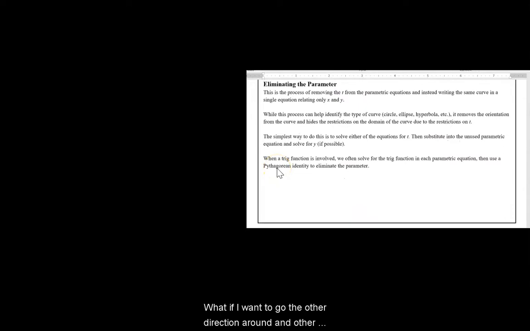What if I want to go the other direction around? In other words, I have the equation in parametric form, but I want to get it back into rectangular form, where the only variables involved are x and y. This is the process called eliminating the parameter, where you remove the t from the parametric equations and result in only an equation in x and y.